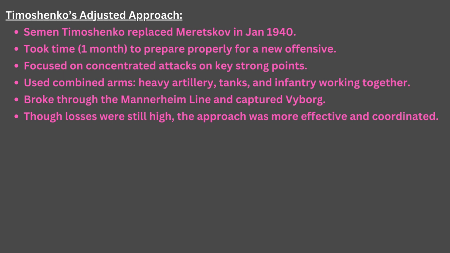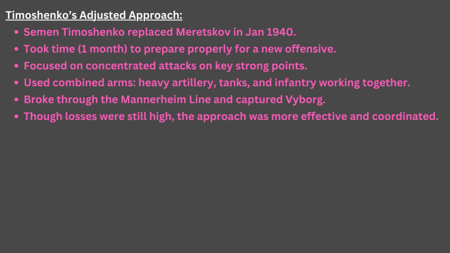Key changes. Focused attacks on key strong points instead of spreading forces. Used combined arms tactics. Heavy artillery, tanks, infantry working together. This adjusted approach finally broke through the Mannerheim line and led to the capture of Vyborg. Losses were still high, but the operation was more effective and coordinated. So, dosto, the Soviets learned the hard way. But adaptation helped turn things around. The Winter War showed how overconfidence can lead to disaster, but also how adjusting strategy and coordination can bring success.